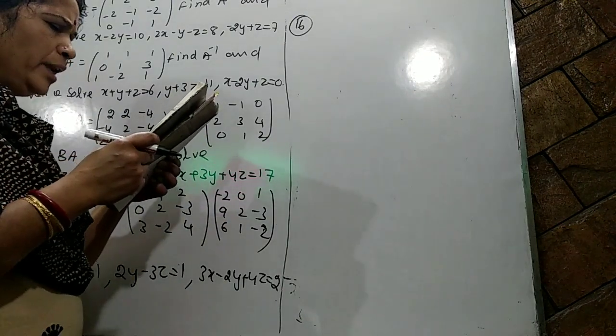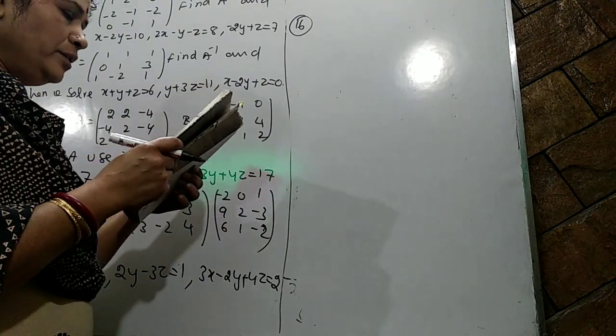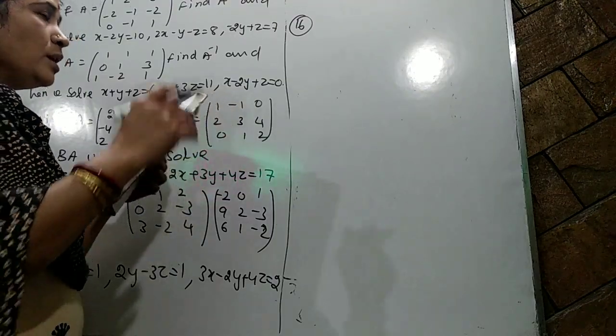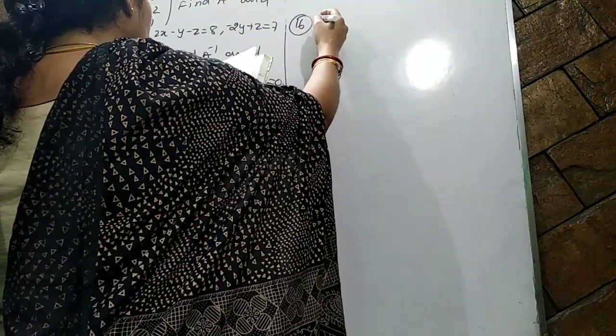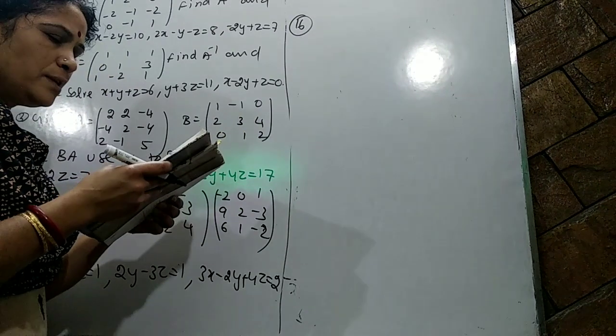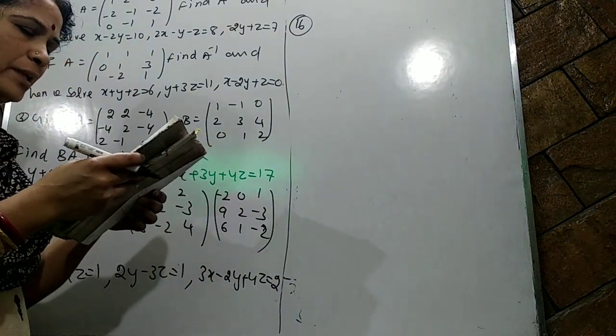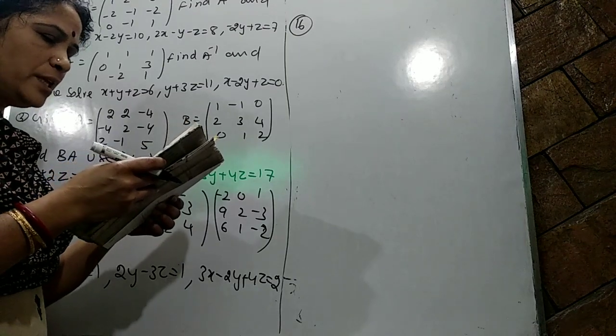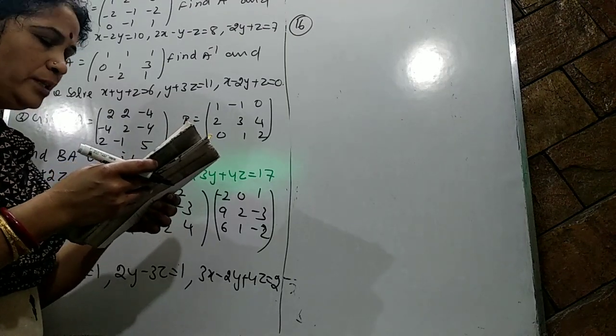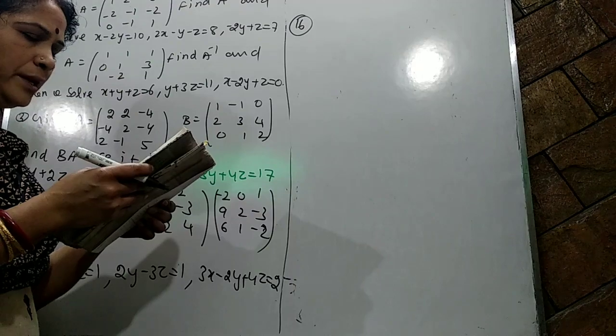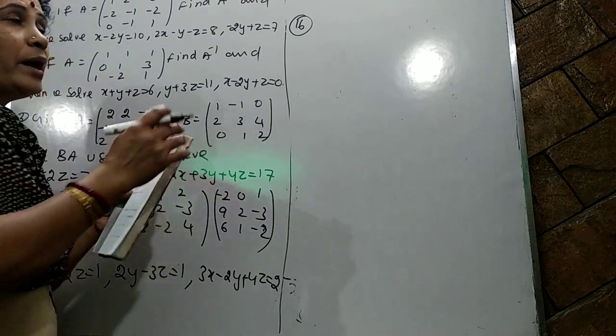The cost of 4 kg onion, 3 kg wheat and 2 kg rice is 60. Next, the cost of 2 kg onion, 4 kg wheat and 6 kg rice is a total price given, and then the cost of 6 kg, whatever they have given. Find the cost of each item per kg by matrix method.